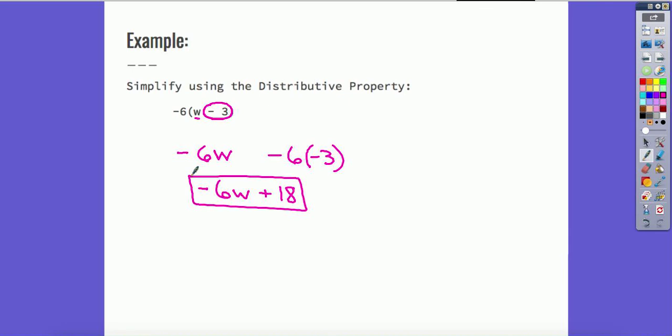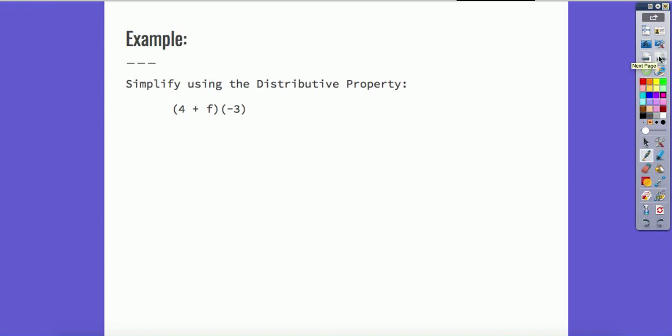And I've got -6w plus 18. Okay, so this one is written just a little bit different, but I've got my number on the outside over here. It's last. It doesn't make any difference. It's still the piece that is not being added or subtracted inside of the other parentheses. So I still have my lone piece right over here.